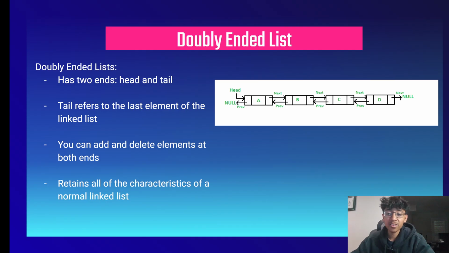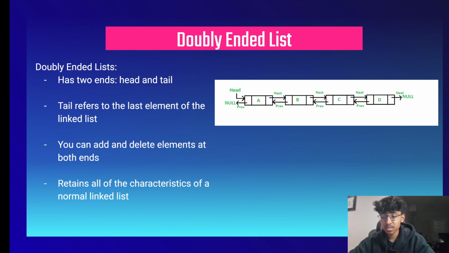Now let's talk about a doubly ended list. A doubly ended linked list has two references, one to the first node and one to the last node. The first node is known as the head, and the last node is known as the tail. This structure allows for two things. Firstly, it allows for fast insertions and deletions at both ends. Unlike singly linked lists, where inserting at the end requires traversal, doubly ended lists maintain direct access to the last node. And the second thing that this structure allows for is efficient queue implementation.